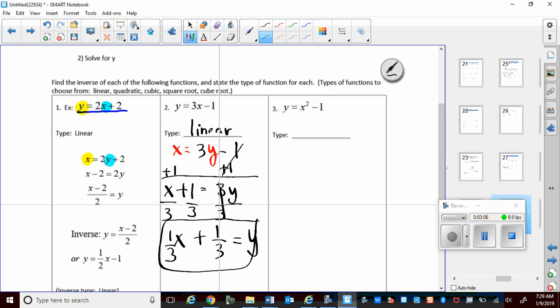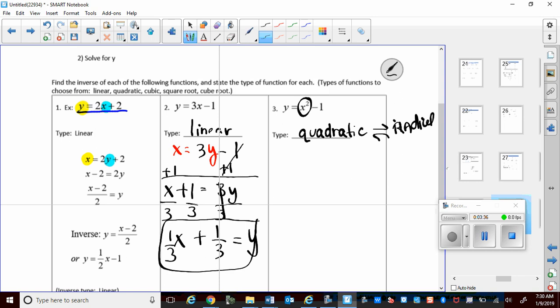So looking at equation number 2, it's x to the 2nd power. This is a quadratic. And what we're going to produce is a radical. You'll see when we find the inverse. So the inverses of quadratics are radicals.